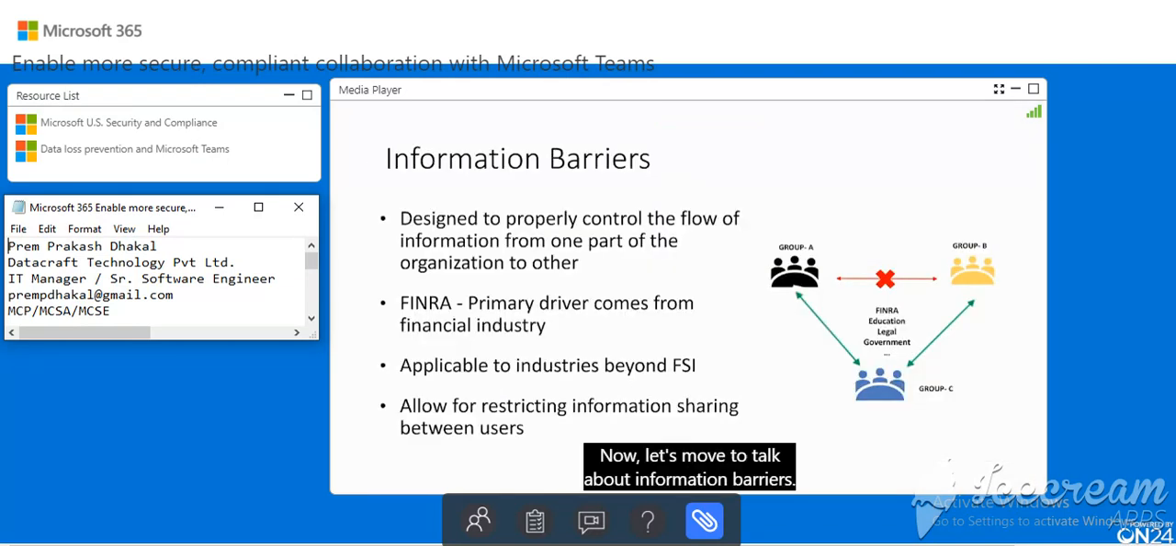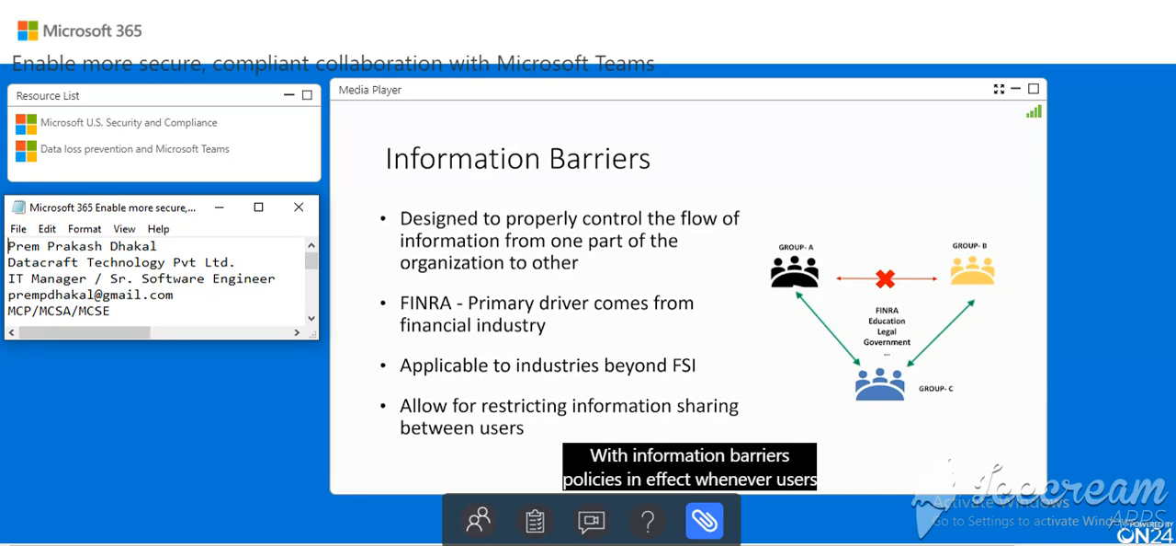Now let's move to talk about information barriers. Information barrier policy can be defined to prevent or allow communications in Microsoft Teams. Such policies can prevent people from calling or chatting with those they shouldn't, or enable people to communicate only with specific groups in Microsoft Teams.